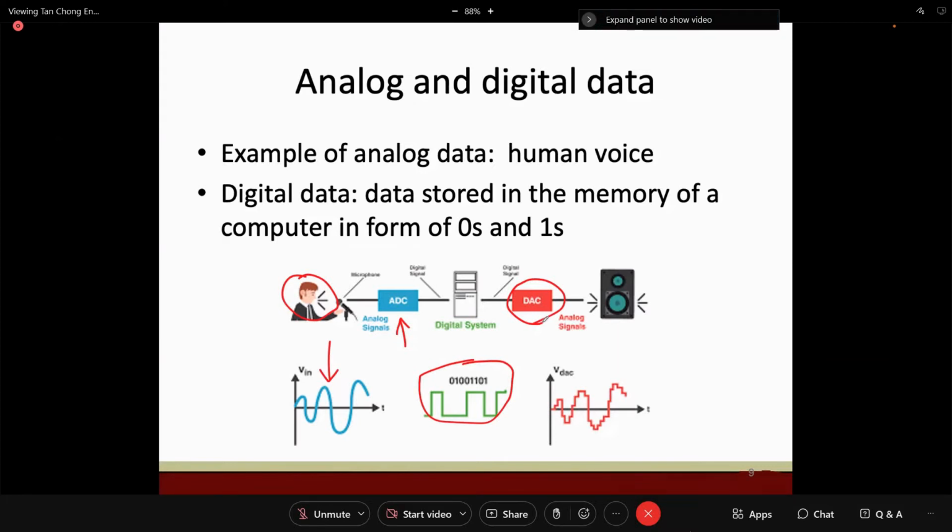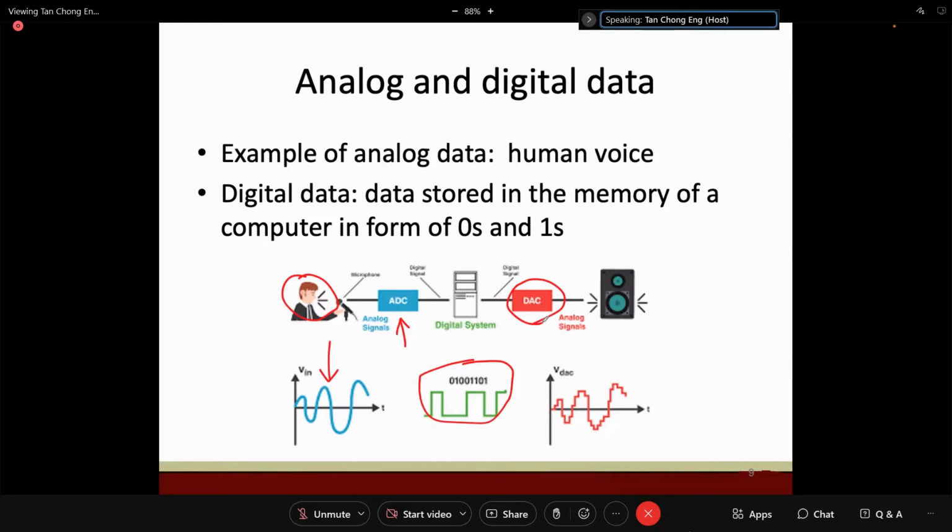And then these 0s and 1s can be stored inside the computer's hard disk. All the files stored inside your computer hard disk are in the form of 0 and 1. There is no analog signal here. You can store them, for example, as song.mp3. This is stored in a digital system, which is a computer system.